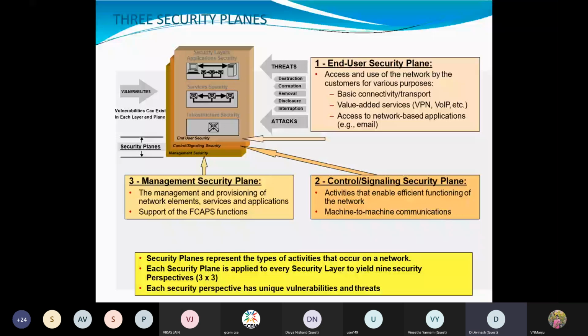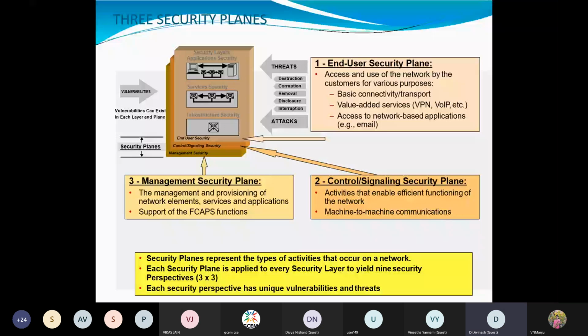The second one, the control signaling security plane, handles the activities that enable efficient functioning of the network and machine-to-machine communications. The third one is called the management security plane. This handles the management and provisioning of the network elements or services and applications. So we can see that these three security planes are very, very important.